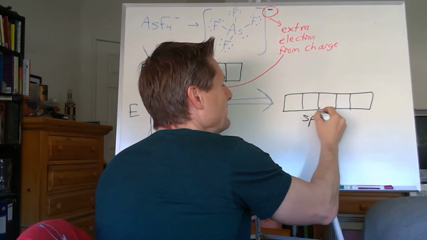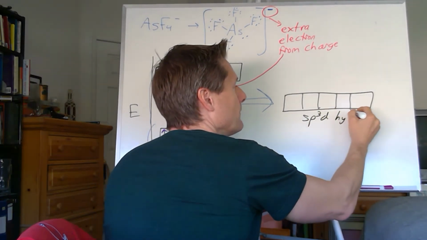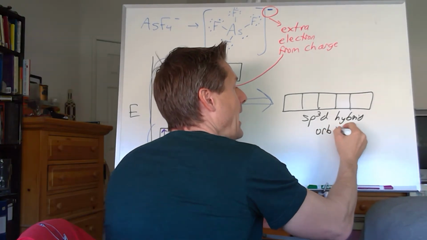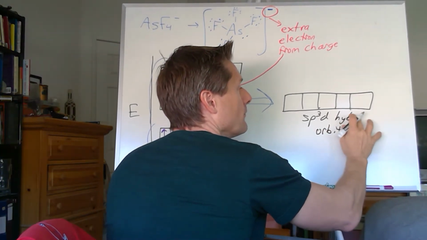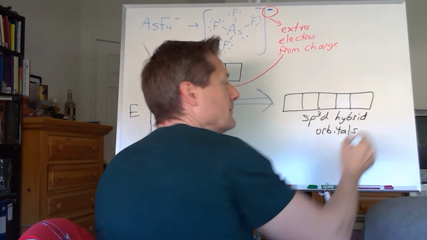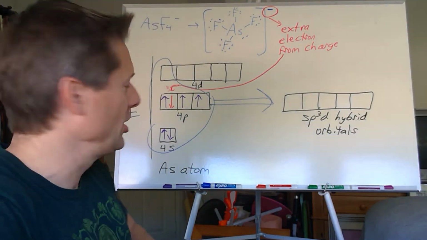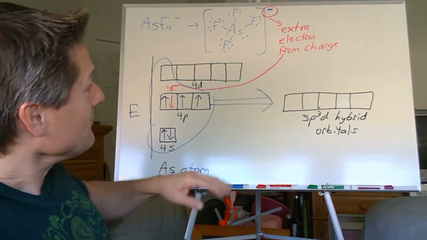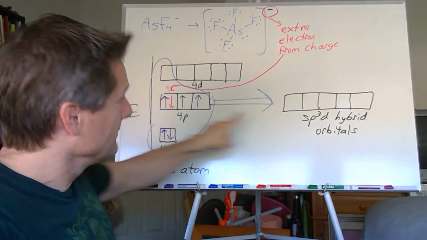And these are my sp3d hybrid orbitals. I got a D in penmanship. All right, here we go. That didn't stop me. So 5 boxes, 5 boxes.